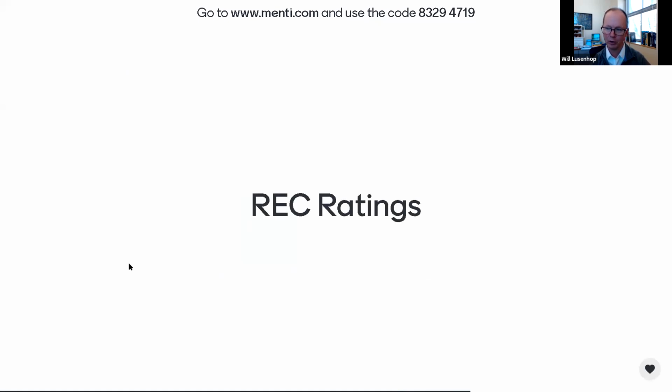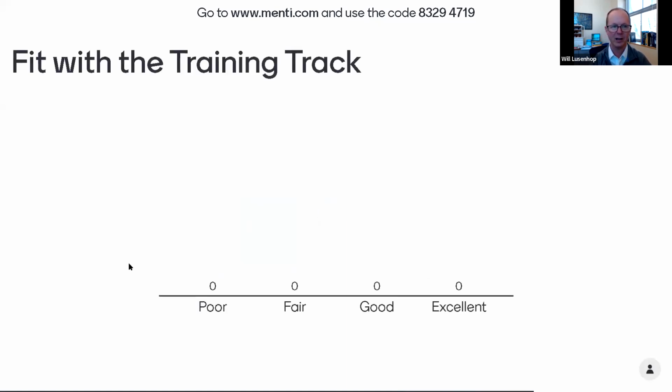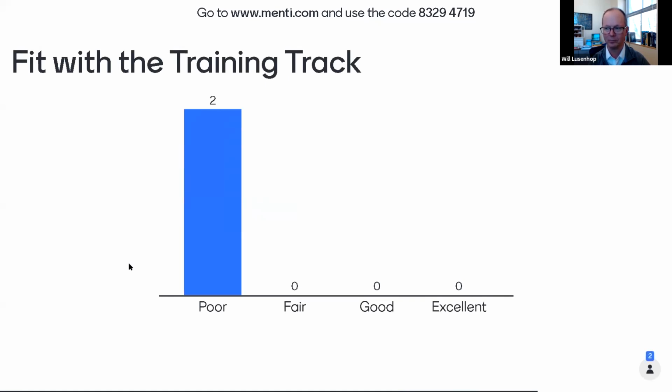We're going to go super quick through the REC rating so we can come back and have a discussion. I do have a hard stop right at 1 o'clock. So the fit with the training track, and just to go back, would somebody leave this with a skill in research and or program evaluation? We can just leave that there. I'm going to say we just don't see anything described there for that.